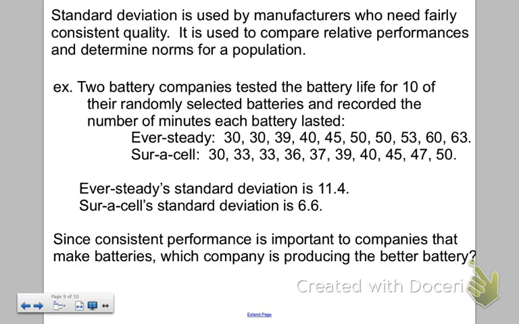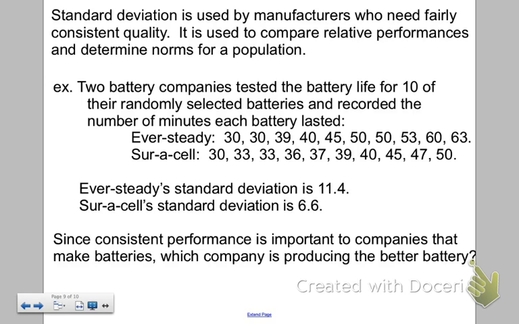A common application of standard deviation comes from manufacturing. It's used by manufacturers who need to ensure consistent quality in their products. So if you want to have a consistent, good quality product, you want your standard deviation to be small or low. If you have a large standard deviation, it means that your manufacturing is not consistent or isn't good from one product to the other.